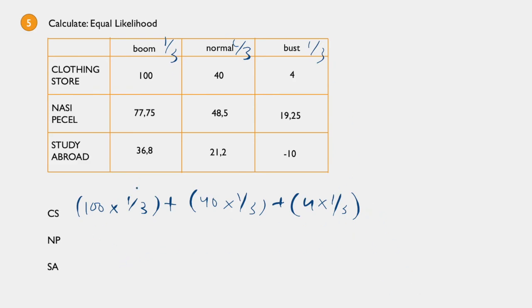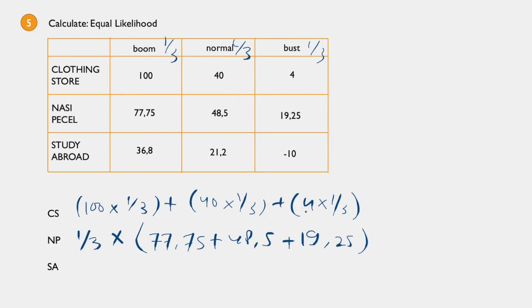And so on. If you want to make it easier, I like to make it like this. So a third multiplied by this plus this plus this. So 77.75 plus 48.5 plus 19.25. Yeah, the result will be the same because you just take the third out and put it on the front. And study abroad, it's the same. A third times 36.8 plus 21.2 minus 10.